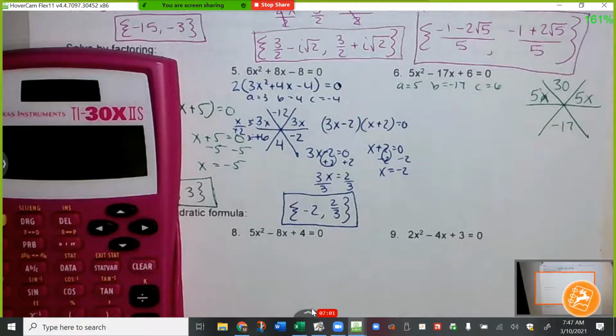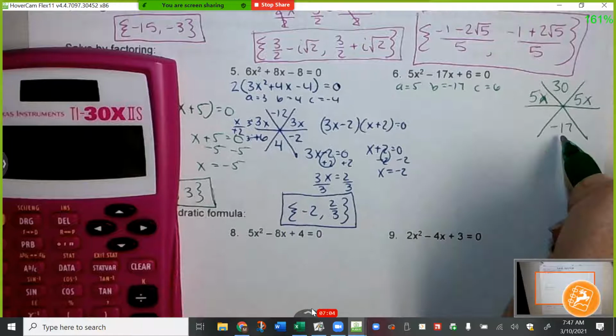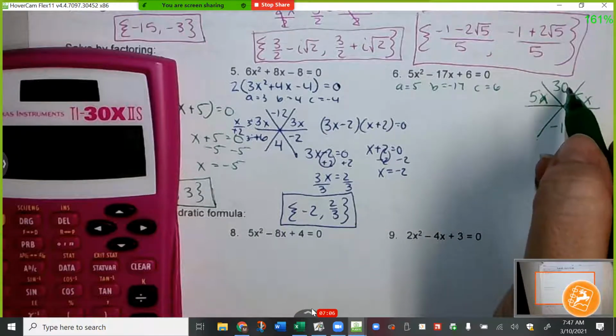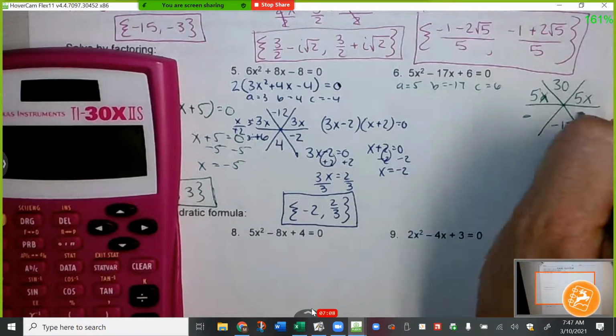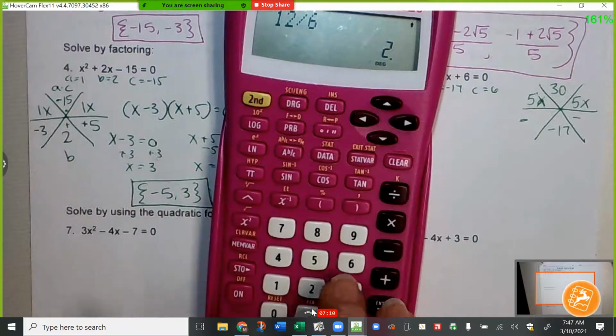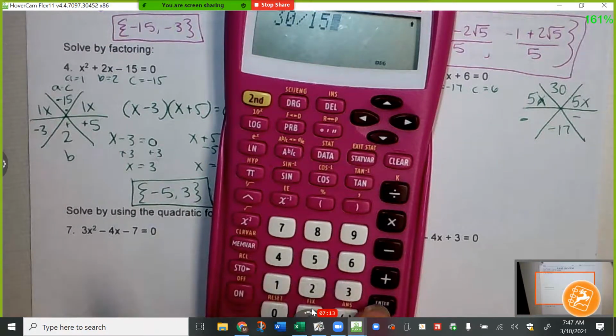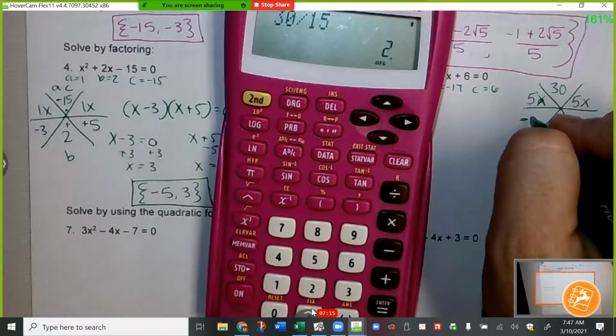So what multiplies to give us 30 but adds to give us negative 17? Well, the top number is positive and the bottom number is negative. I know I'm going to have a double negative. So 30 divided by 15, so it's going to be 15 and 2.